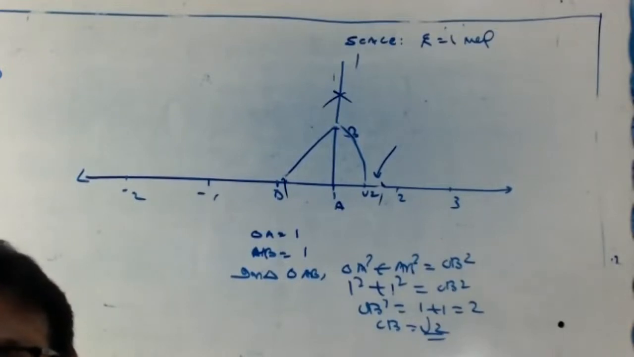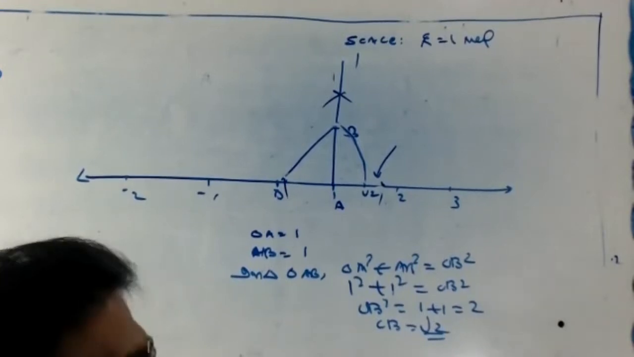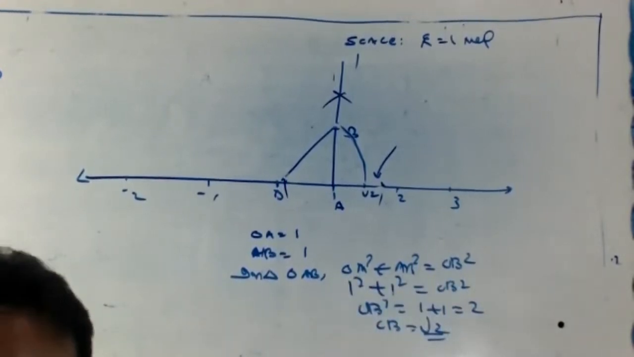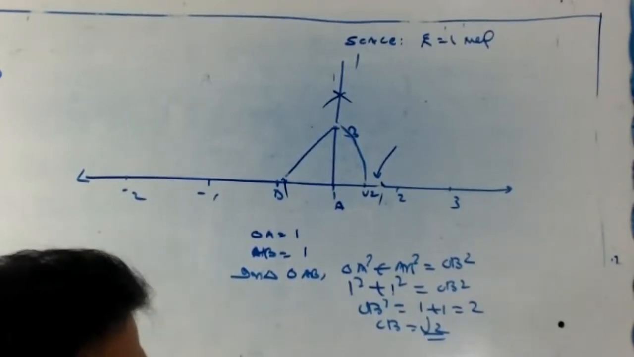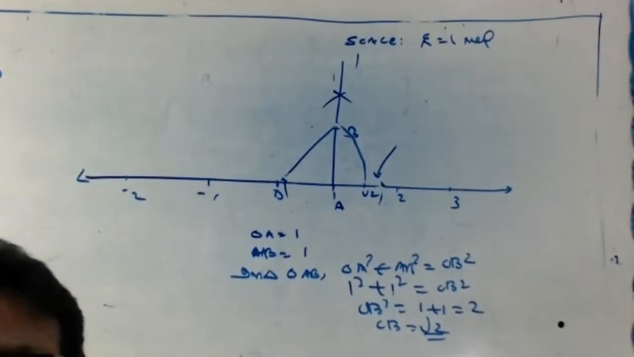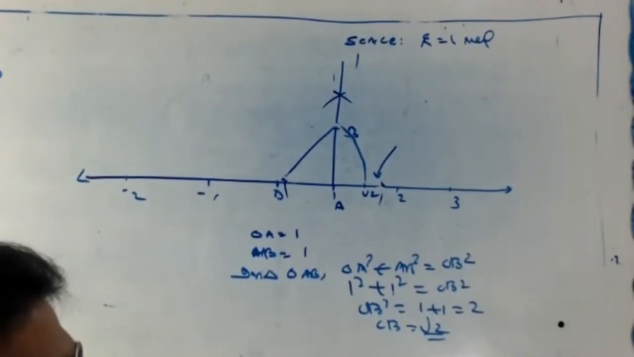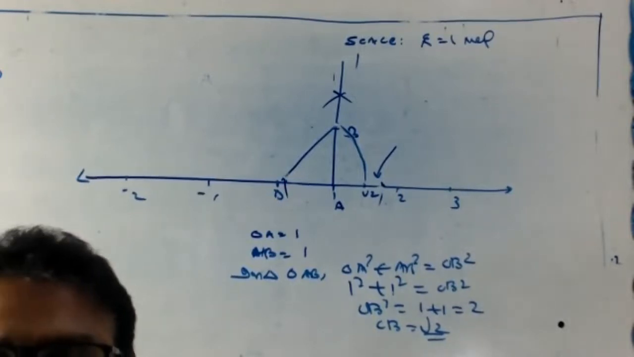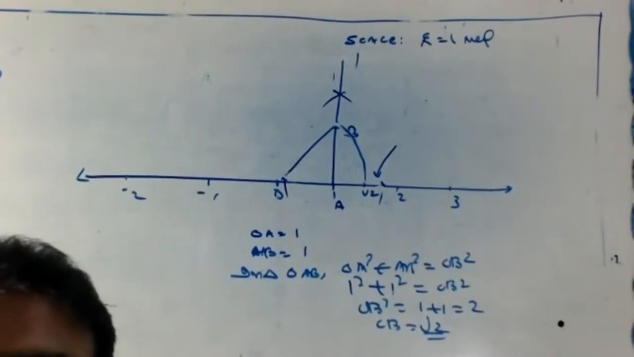I'm writing the note now. You can write now. OB square equals OA square plus AB square, Pythagoras theorem. Don't check the board. OB square equals OA square plus AB square. Okay. Shall I finish?